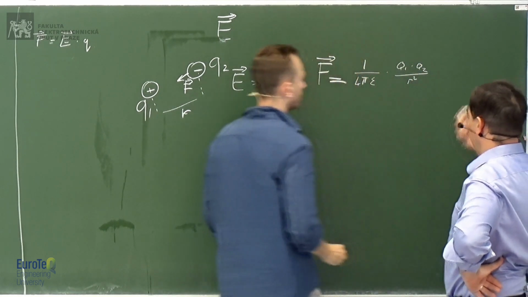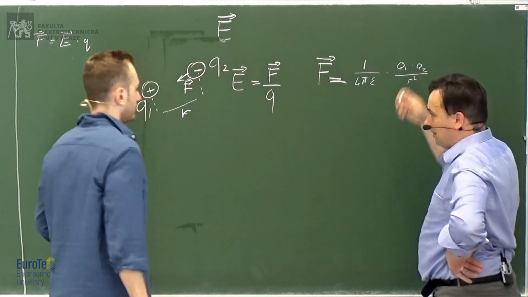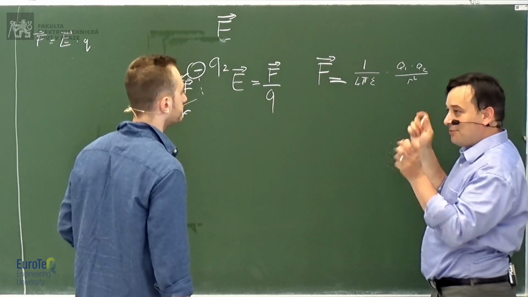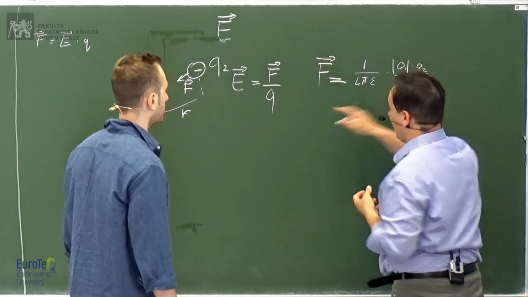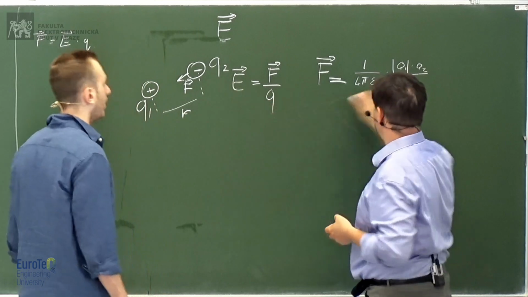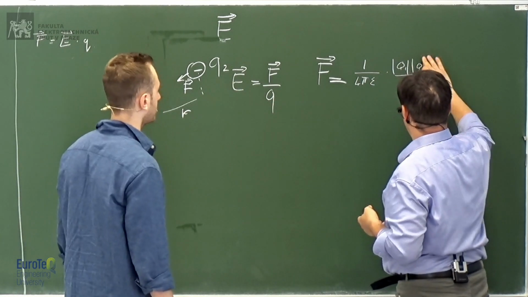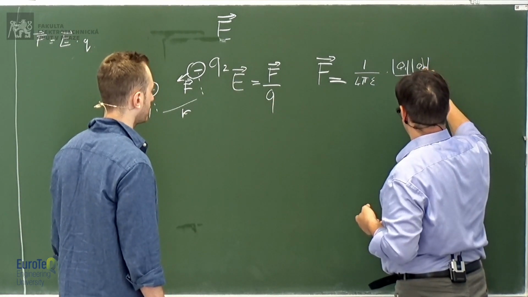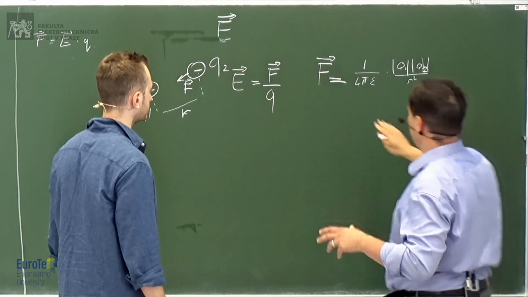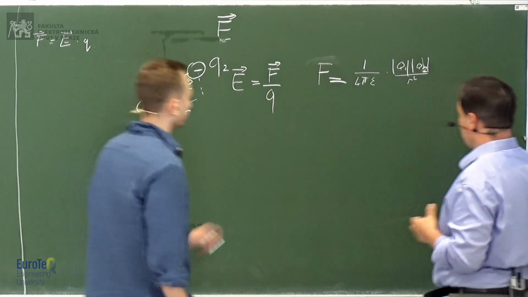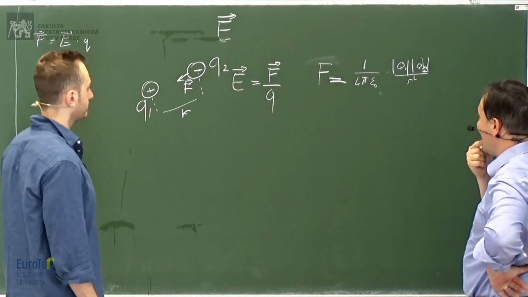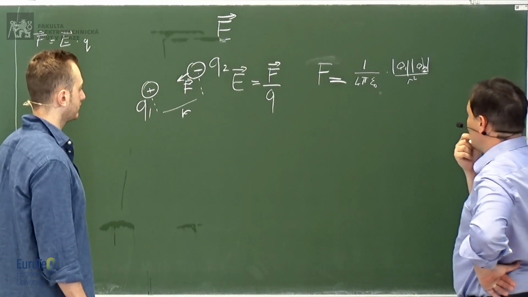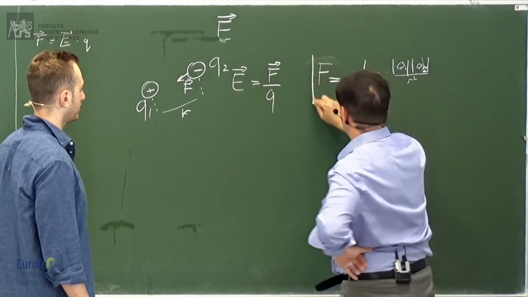Just to be precise, but in this lecture we don't want to be too precise. We want to understand just the basic concept. The charges have some sign, positive or negative, so we take the absolute value. This is actually the magnitude of the force. There's no vector component here. And this is epsilon 0. So let's keep this equation here.